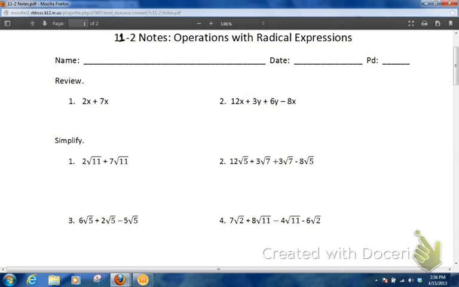Alright guys, this is the video lesson for 11-2, operations with radical expressions. I think you're going to actually like this section because if you understand how to do operations with variables, operations with radicals is pretty much the exact same. So a little review here on how to do operations with radicals, and in this case I'm just going to say right here we're combining like terms.